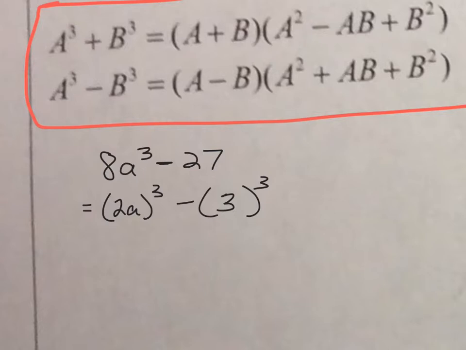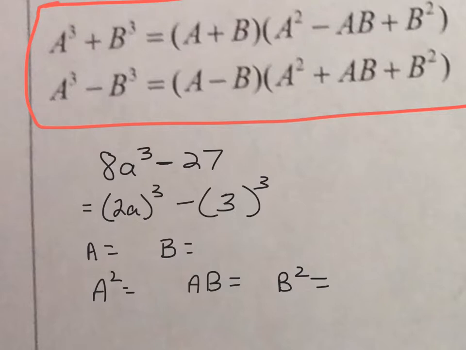And remember that the 5 things that you need are a, b, a squared, ab, and b squared, and that's the same on every cubes problem. Those are the 5 things that you need. Hey class, what's my a? 2a. What's my b? 3. Okay.